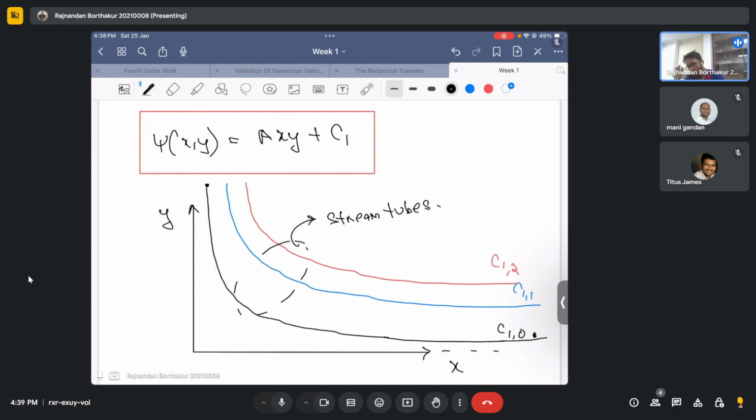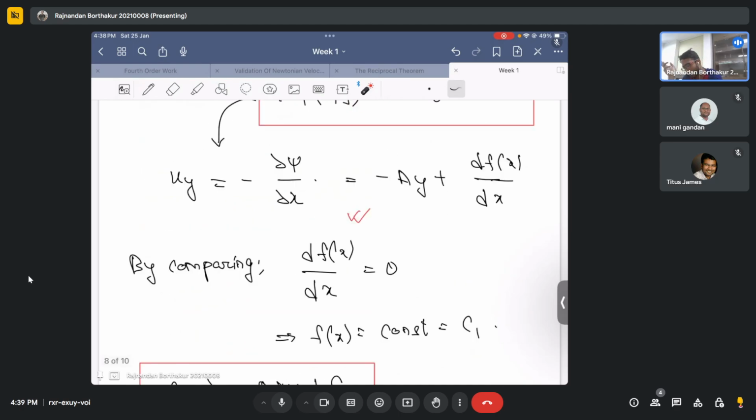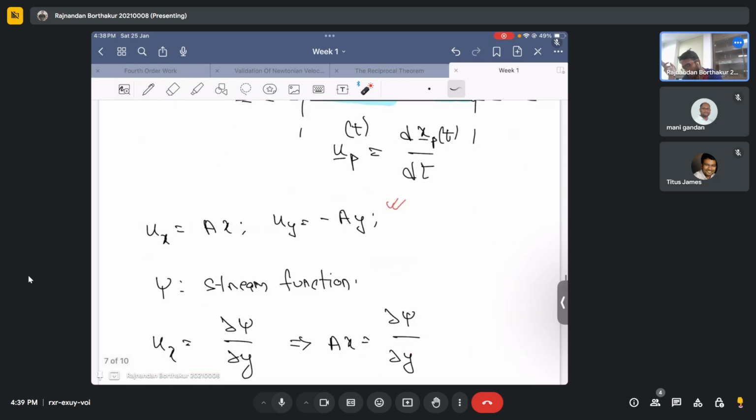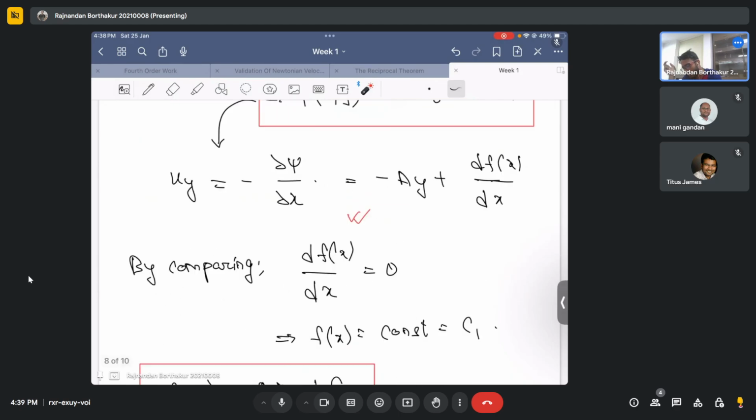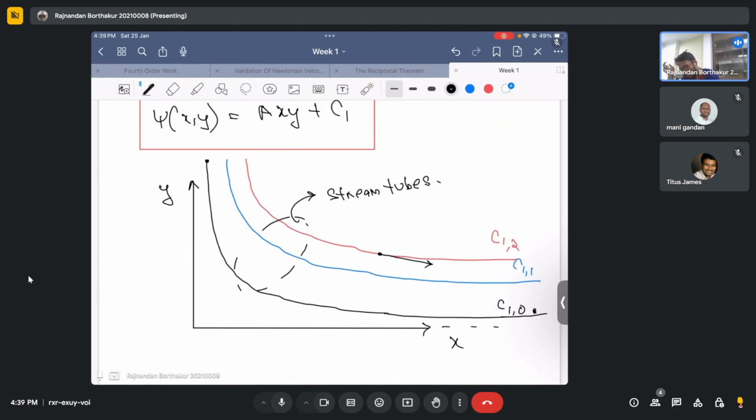Now, always remember that if you pick one streamline and draw a tangent to it, let's assume that the direction of velocity is in this direction. You can also find out the direction of velocity by knowing the streamline and just by looking at the velocity components. So in the xy plane, u_x is positive and u_y is negative, which means my velocities will be in this direction.